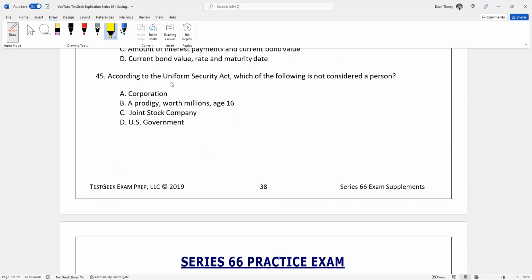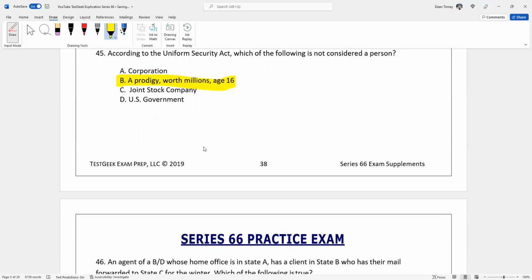Which of the following is considered a person? I like this. It's not going to be like Brian, but remember the key point: it doesn't matter that he's a prodigy worth millions. The point here is they're a minor. Minors are not considered persons under the Uniform Securities Act. That would also be true of people who've been declared legally incompetent. That would also be true of persons now deceased. It is very, very testable.